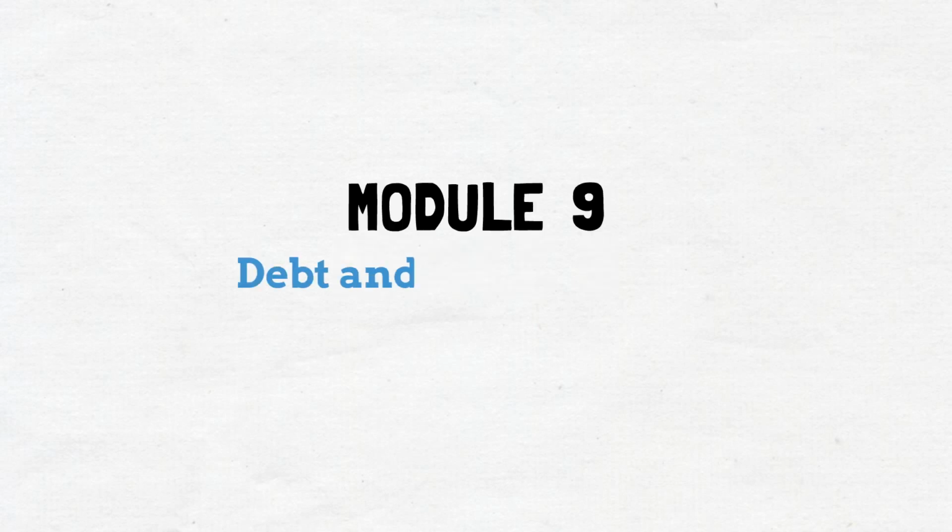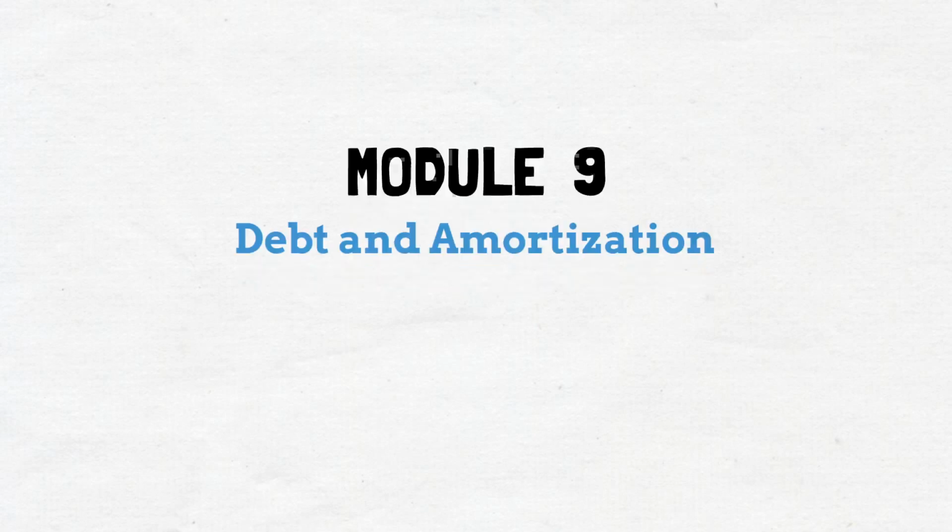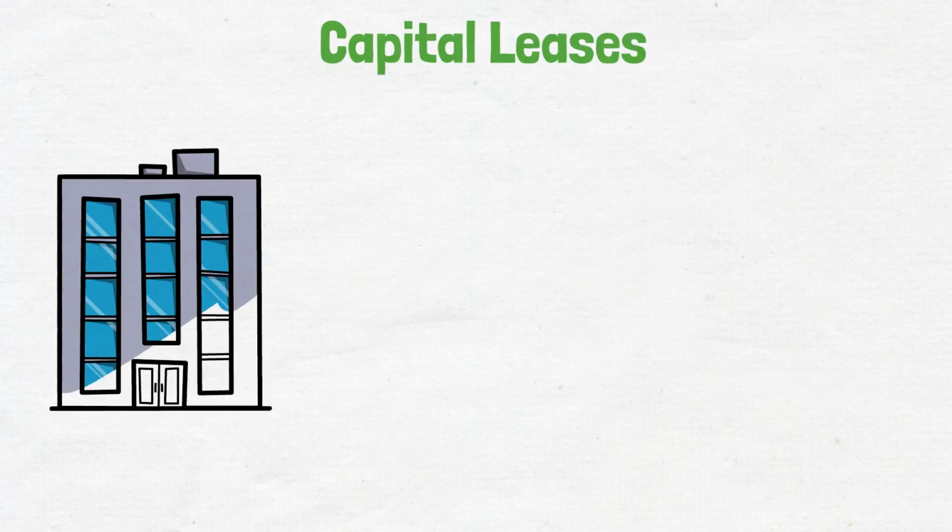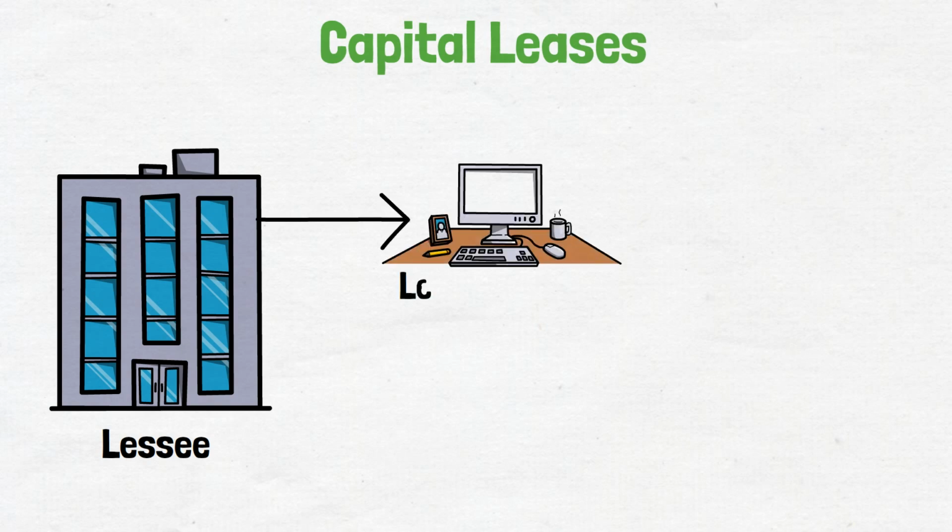Module 9. Debt and amortization. Capital leases. A capital lease is a type of lease in which the lessee, the person or company leasing the asset, treats the leased asset as if they owned it for accounting purposes. In other words, the lessee recognizes the leased asset as a long-term liability and records it on their balance sheet.